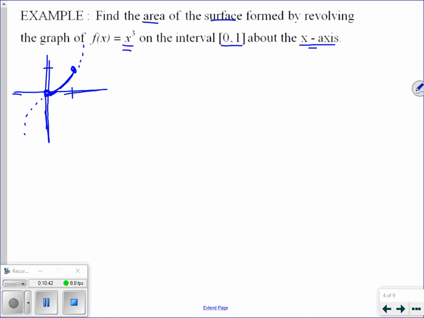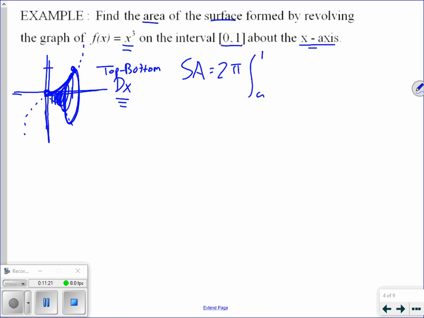So I'm taking this little arc right here, and I'm rotating it about the x-axis. So it's going to kind of remake its shape on this side here, and it's going to have this kind of rotational shape, right? Now, since this is rotating about a horizontal line, this is kind of like a top minus bottom deal. This is going to be that first equation. This is going to be a dx. As long as you have the formula for surface area, you're totally good.